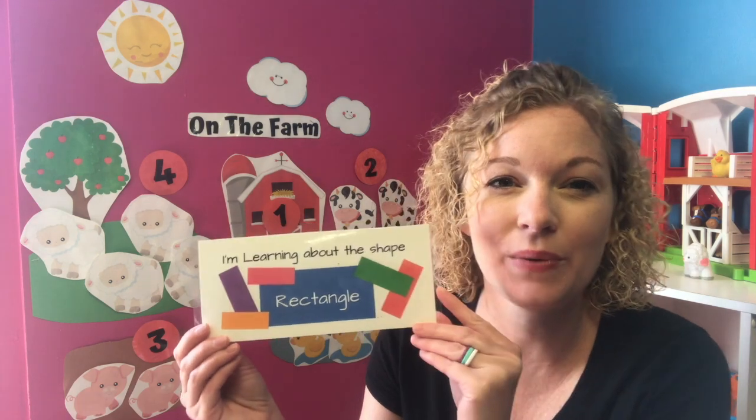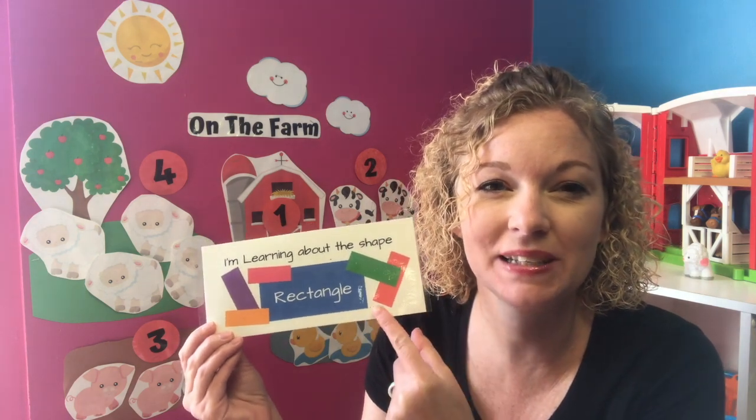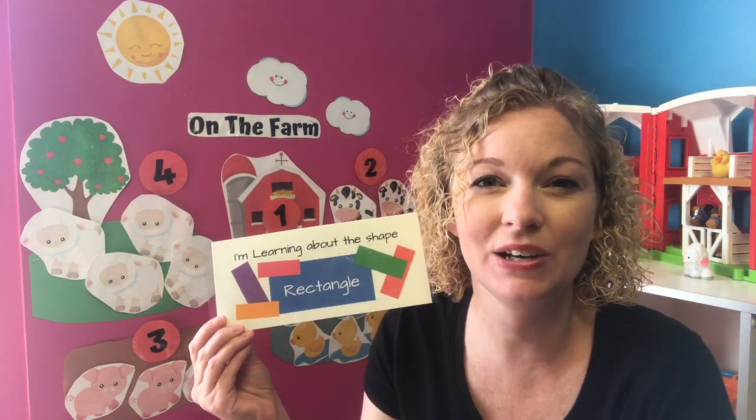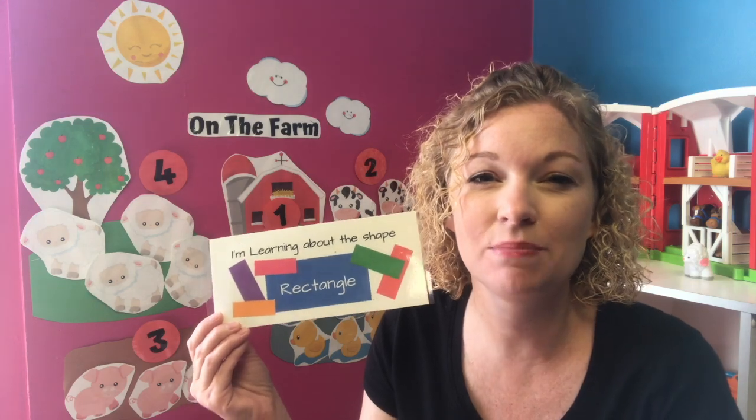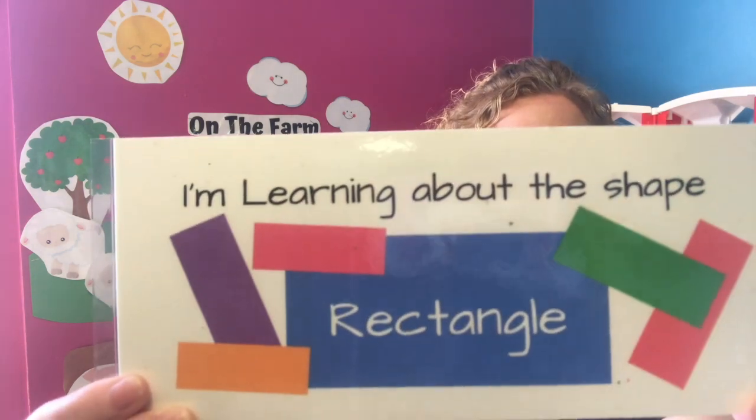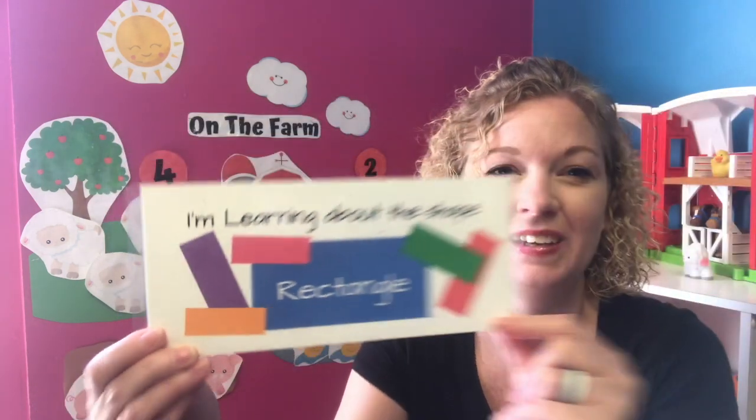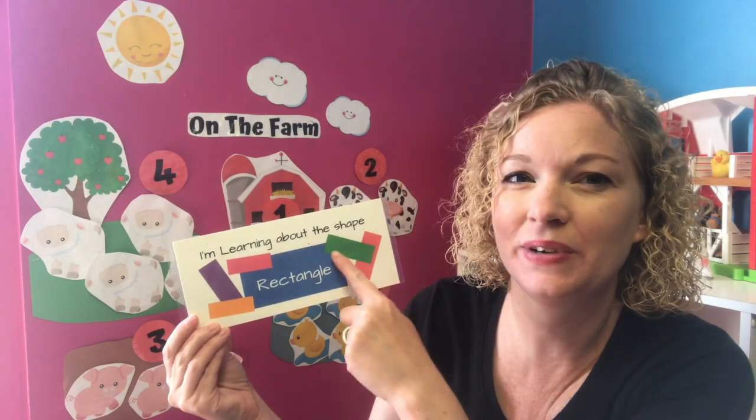And our shape this month is a rectangle. We are going to be talking about the shape rectangle this month. All right, remember when I bring the rectangle closer to our screen, I want you to point to your favorite rectangle on the poster. Ready? Did you find your favorite one? All right, my favorite rectangle is this green one right here.